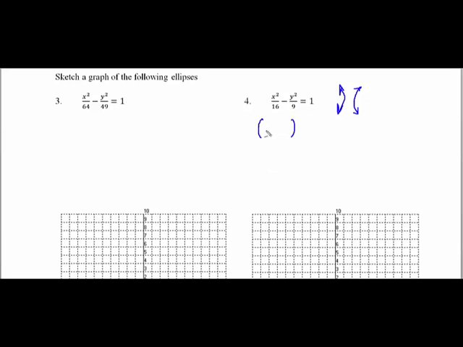Now these have x intercepts, so this intersects at 4, 0, and also at negative 4, 0. And my equation is y equals b over a x, so that is going to be my 3/4 x, and then my other asymptote line is y equals negative 3/4 x.